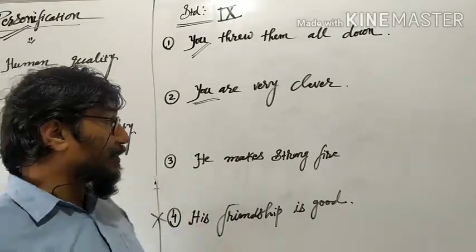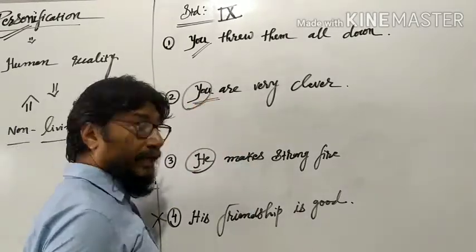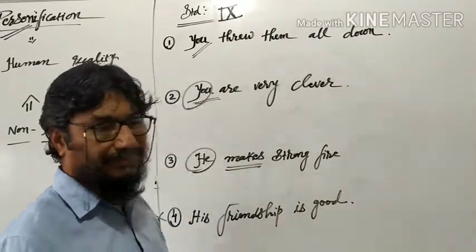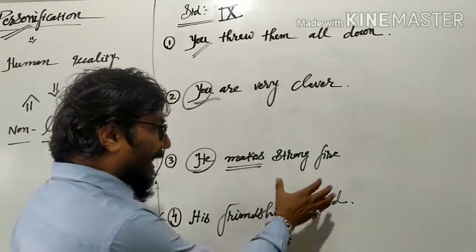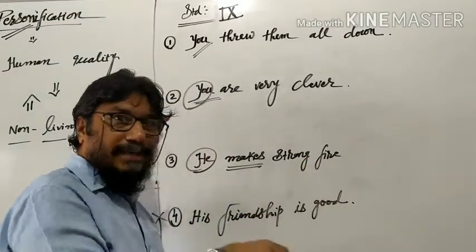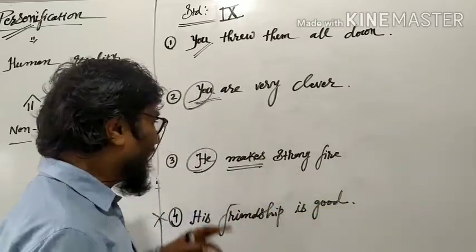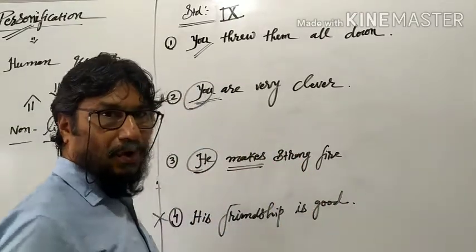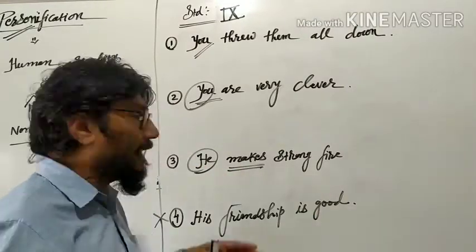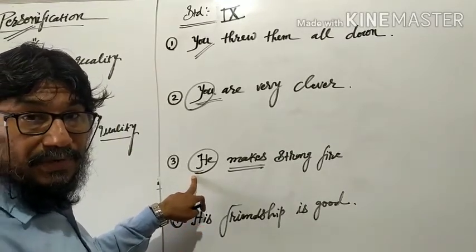Next to that, he makes a strong fire. He means wind. Here you is equal to wind. Making capacity is with the human being, not with the non-living. I can arrange dry materials, and then I will make fire very strong. But the wind is having this capacity to make fire very strong. That making capacity is with the human being, and that human capacity is described here. So this is one more best example for personification.